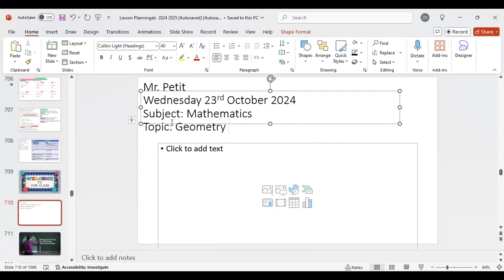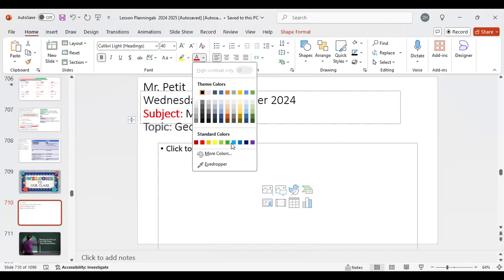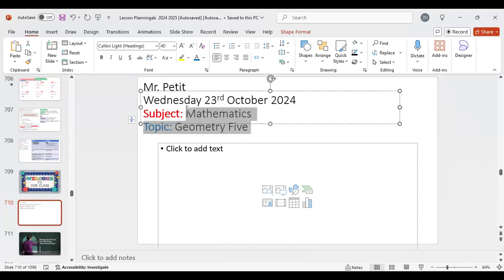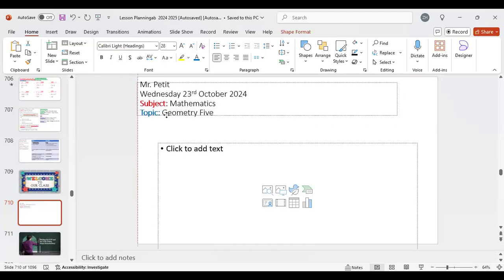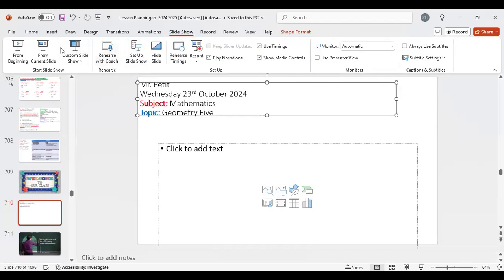I don't know what part this is. This is geometry part what? 5? Yeah, 5. Thank you. All right, so geometry, it's pretty easy, right? Pretty straightforward for the most part. Yes, sir. Okay. So let's go over our rules.